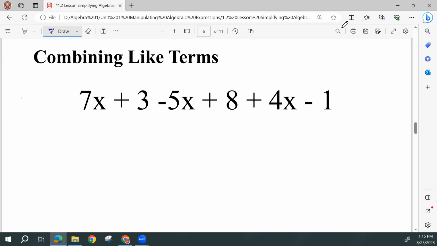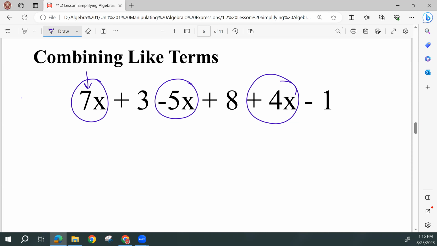I'm going to go ahead and circle all of the terms that have an x. And it's important to know that whatever operation is in front of that term tells you if that term is positive or negative. So this 5x has a minus in front of it, that means it's negative. This 4x has a plus in front of it, that means it's positive. So I can actually put those three things together. I can combine their coefficients, 7, -5, and +4, and put them together.